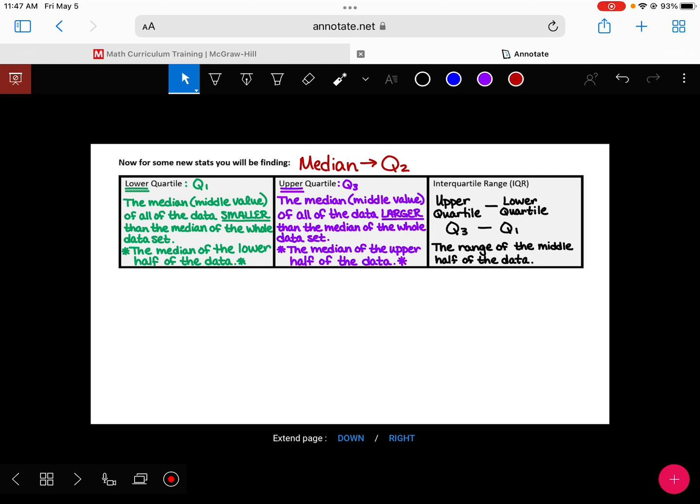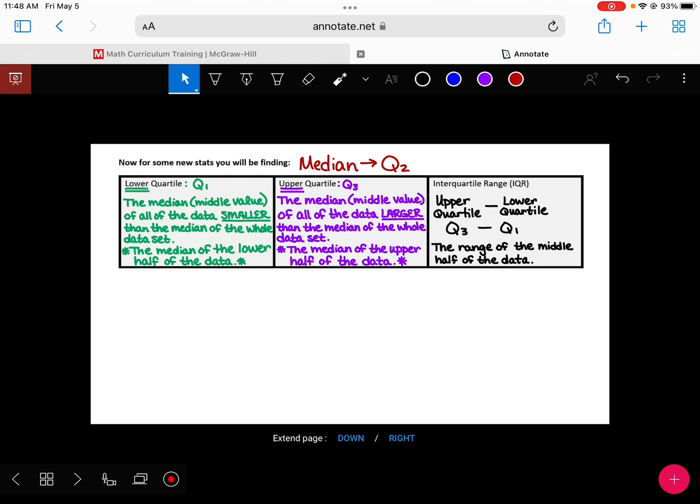When you are done copying this information into those bottom three boxes, I want you to flip the page. And I want you to find just the top three things from that data set. I want you to find the minimum, the maximum, and the median. And then we'll find these new statistics together.